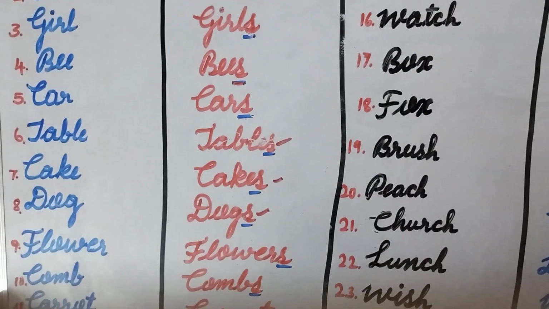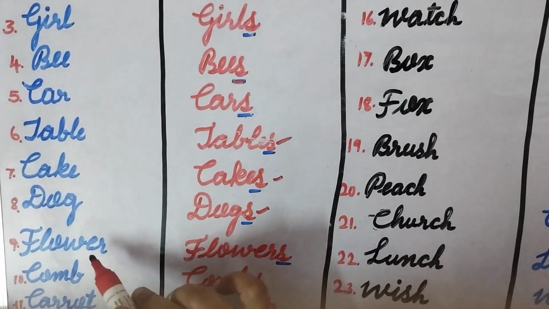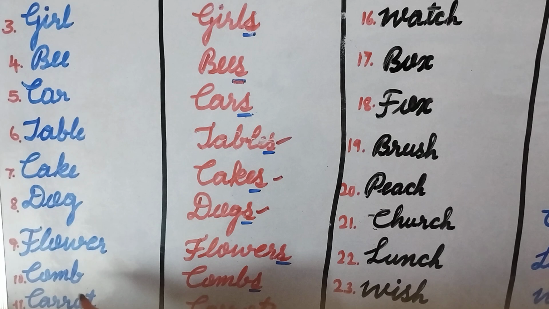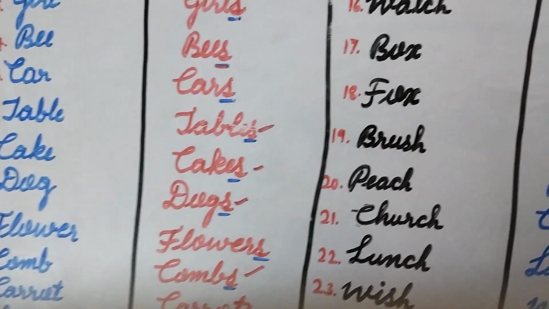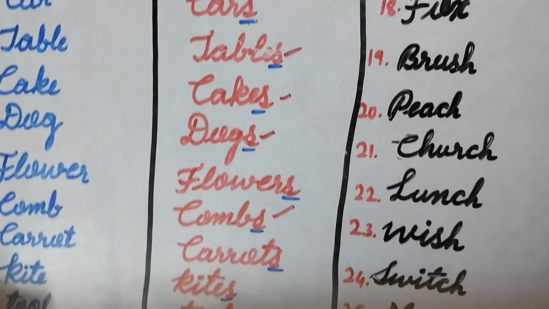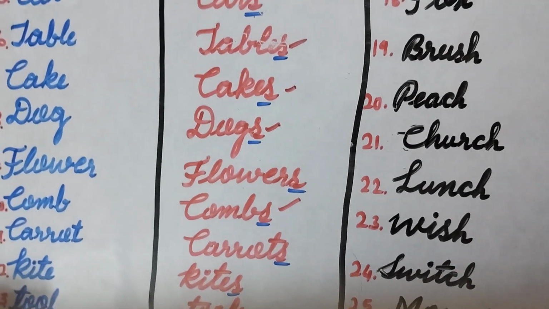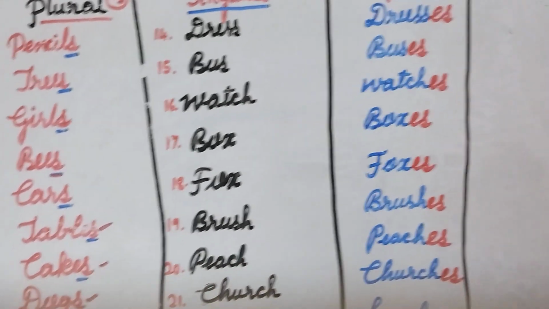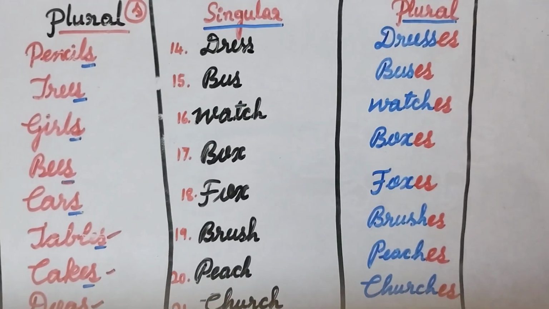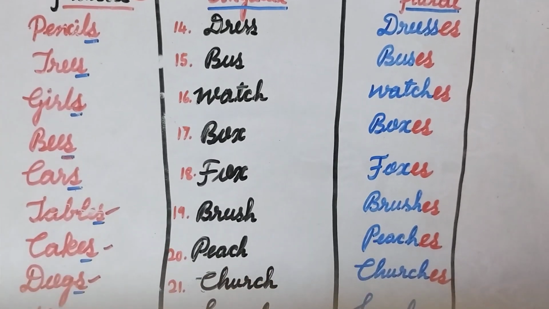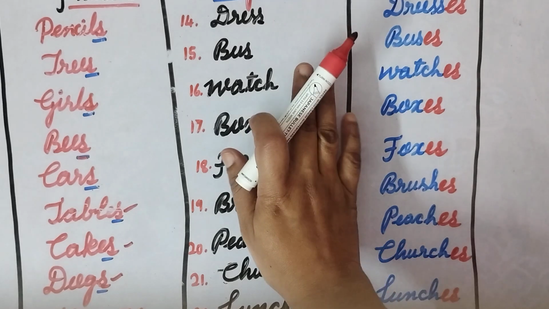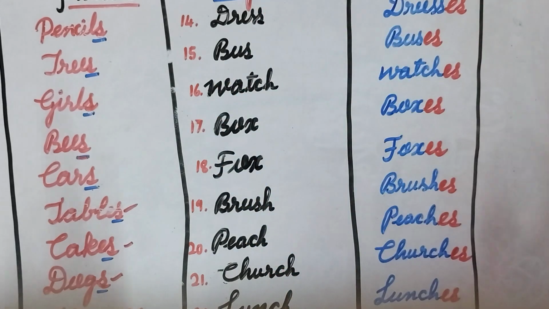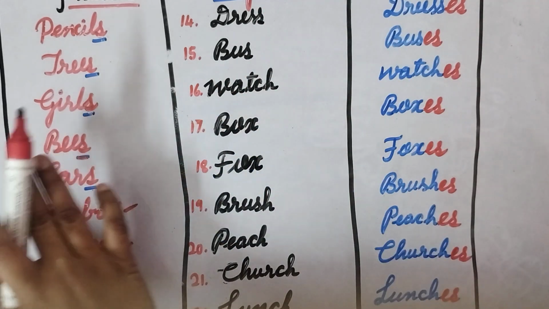Next, flower, flowers. Comb, combs. Carrot, carrots. Kite, kites. Tool, tools. Okay, like this. I have already written another table here for singular and plural. So what is the difference for these?